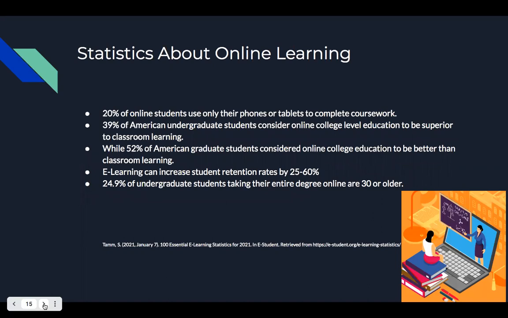Some statistics about online learning. About 20% of online students only use their phones or tablets to complete their coursework. 39% of American undergraduate students consider online college-level education to be superior to classroom learning, while 52% of American graduate students consider online college education to be better than classroom learning. E-learning can also increase student retention rates by 25 to 60%, and 24.9% of the undergraduate students taking their entire degree online are 30 years old or older.